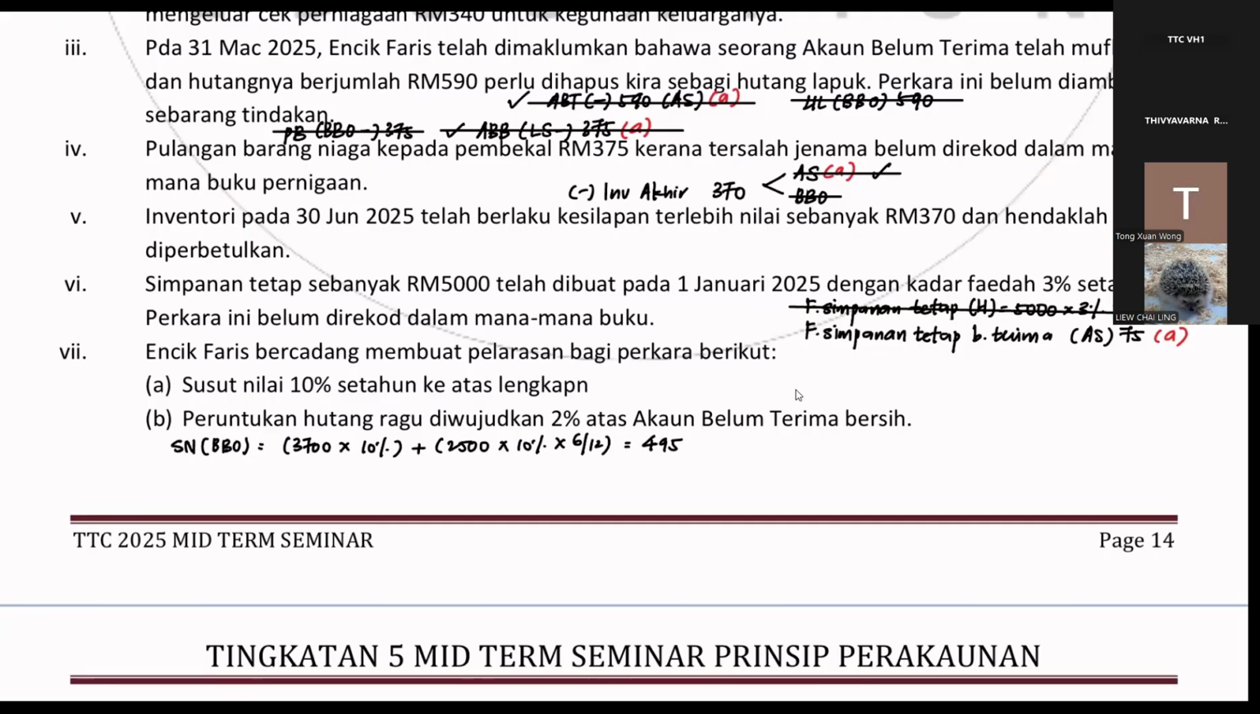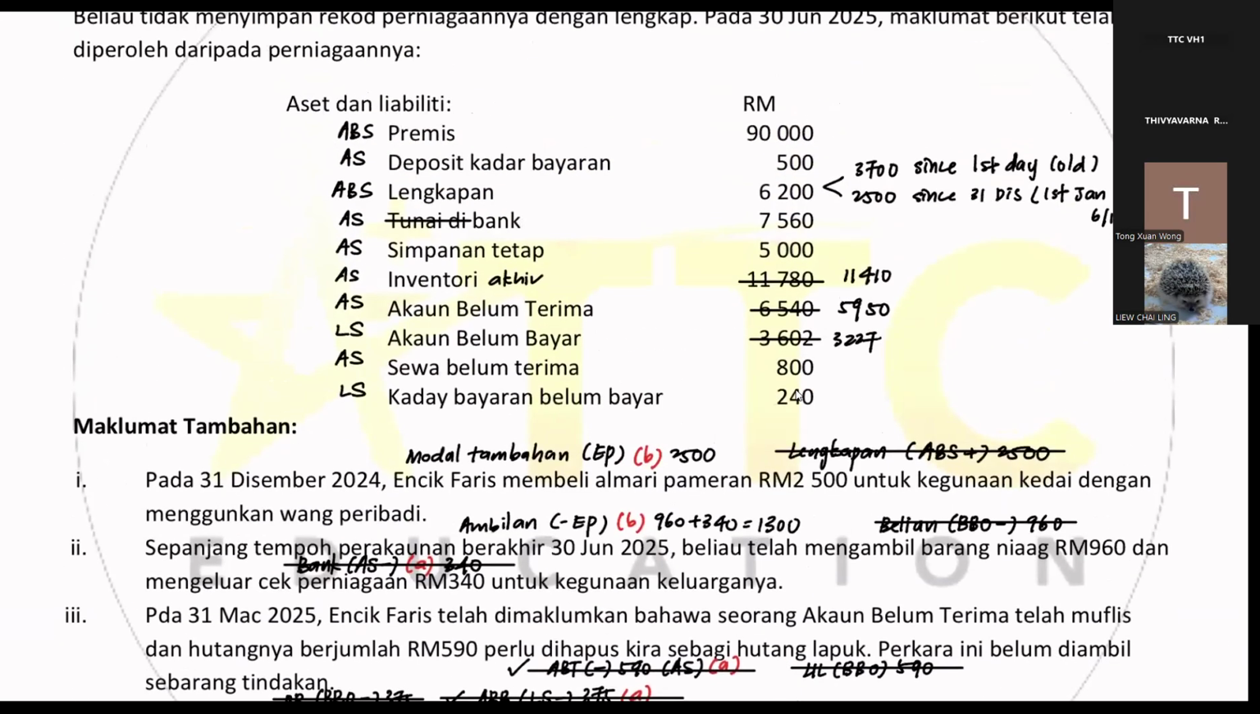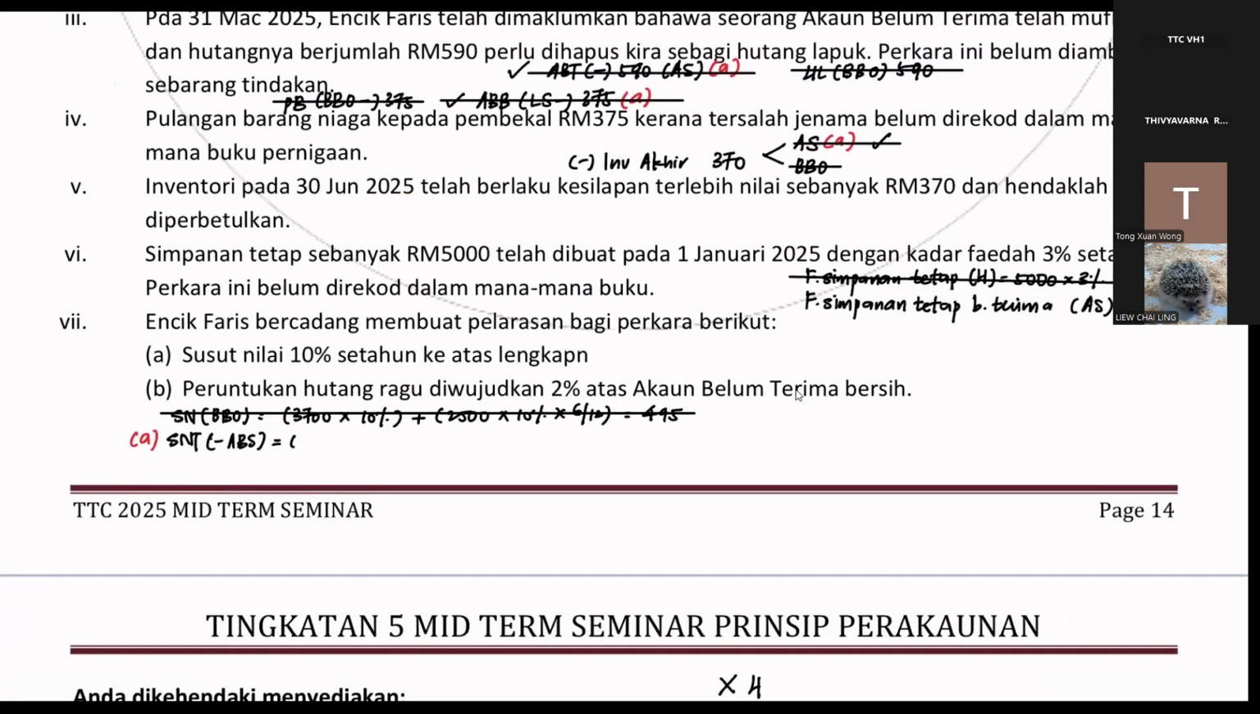Okay. But do we need belanja? Do we need belanja for this question? Yes or no? No. So this one ignore. But don't forget, you still need to calculate for S and T, which is to minus ABS. So should go to part A or B? Part A, okay. And we never say SNT from this question at all, right? So no SNT before. Then add with this year SN 495 that we got earlier. So we got SNT for lengkapan already.